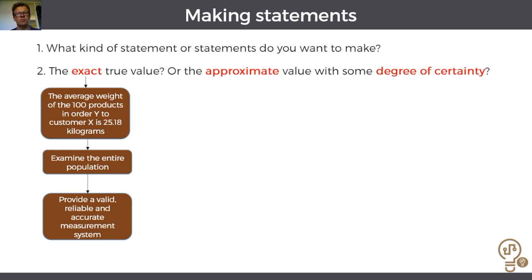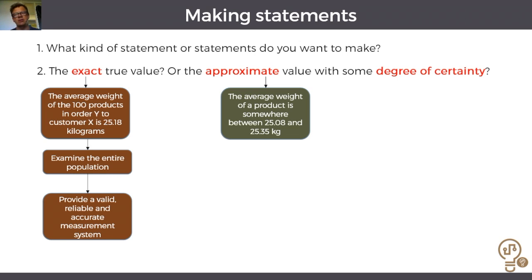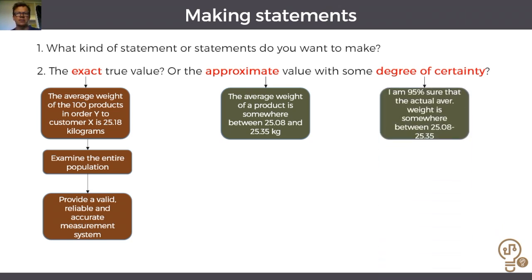If it's okay to work with the approximate value, then you can make a statement like the average weight of a product is somewhere between 25.08 and 25.35 kilograms. And I'm 95% sure or confident or certain that we will catch the exact true value of the population with the interval of 25.08 and 25.35 kilograms. Well, if that's okay, you can do a sample.